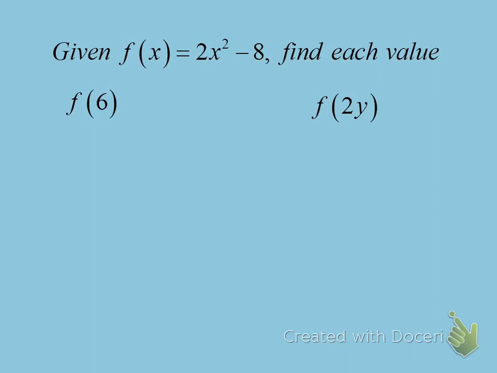Okay, blast from your freshman past: function notation. Given f of x equals 2x squared minus 8, find each value: f of 6 and f of 2y.